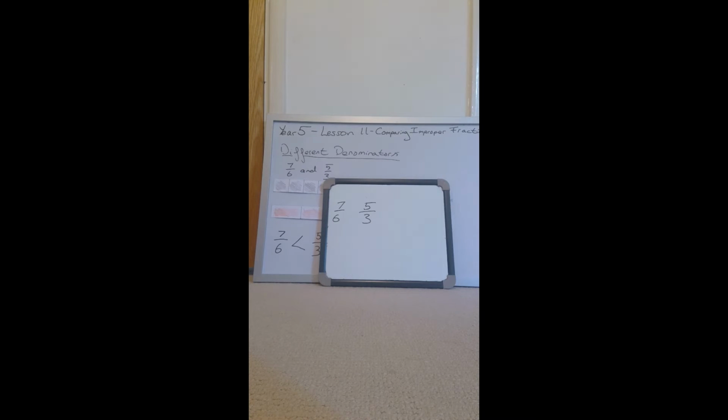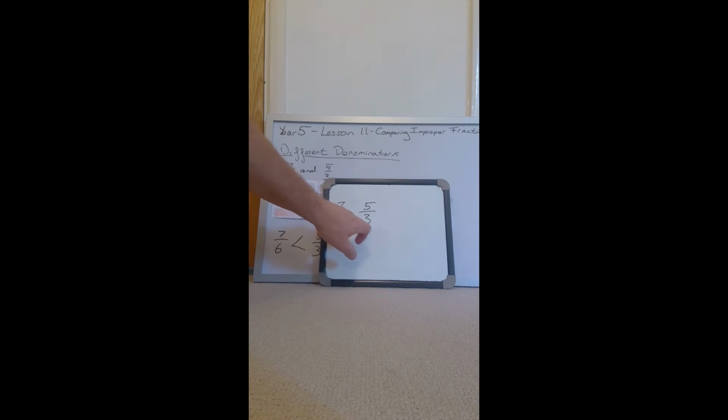Another way of solving the same problem would be to use your knowledge of common denominators. So in this case, we know that we have different denominators. We have 6 and we have thirds. So we need to find a common denominator. In this case, I know that they are both multiples of 3. So I'm going to turn my thirds into sixths.